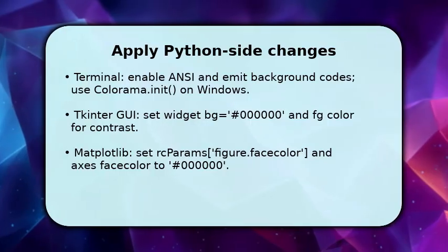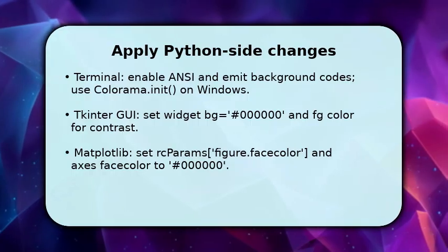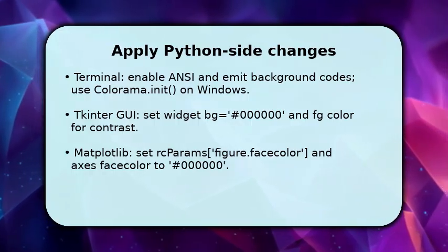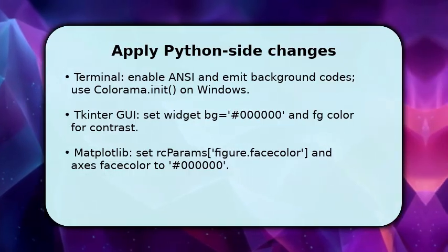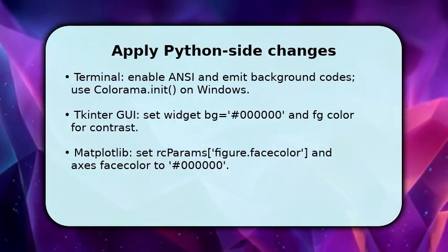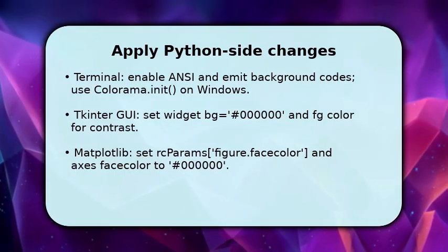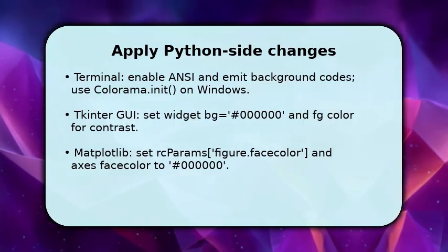Now make Python actually use that black background. In terminal apps, initialize Colorama with colorama.init and prefix prints with ANSI background codes if needed. That forces consistent output on Windows. For tkinter, set widget options like bg equals #000000 and update text colors so content remains readable.